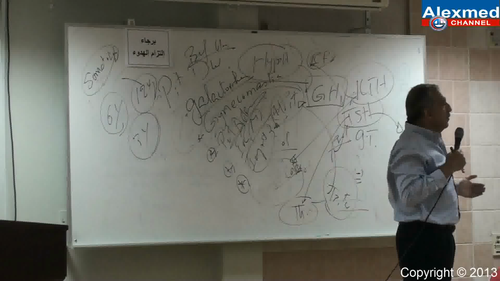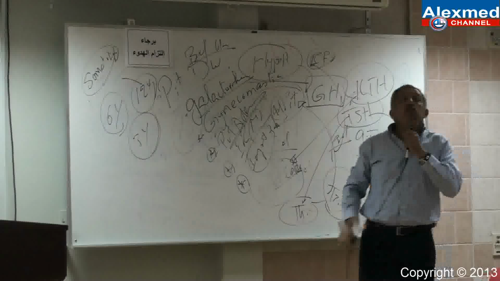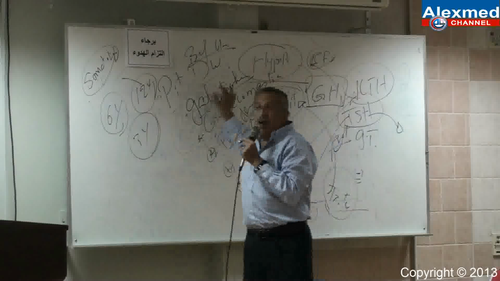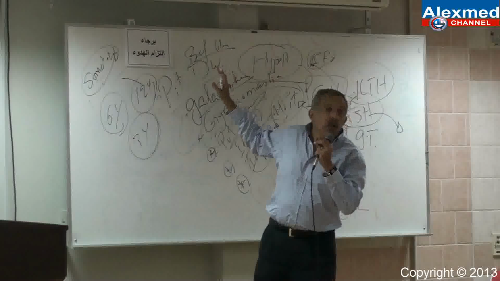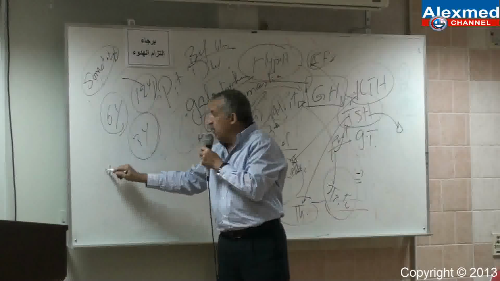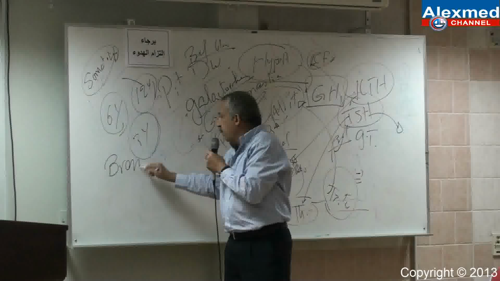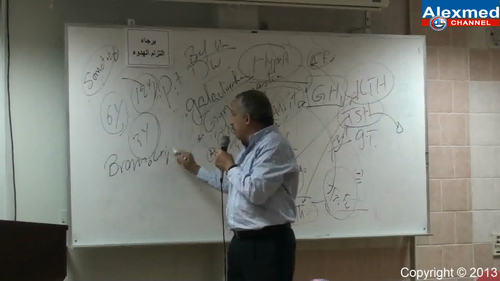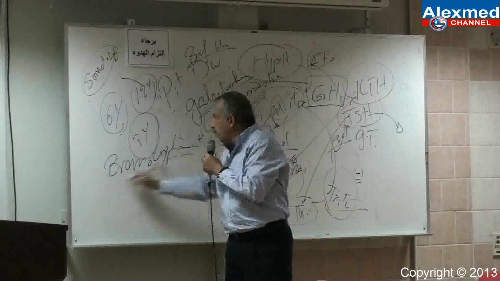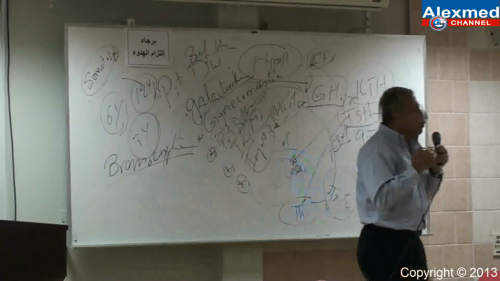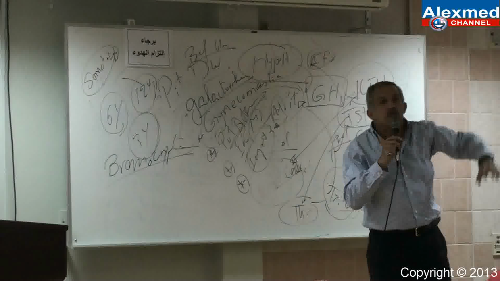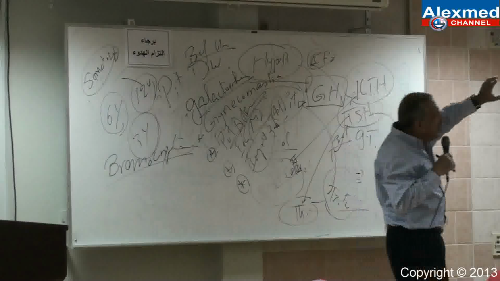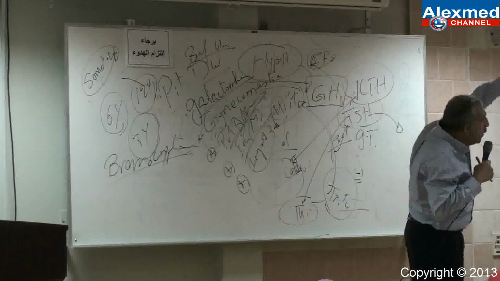prolactin. So, if I'm going to give you a drug to inhibit prolactin, what will be this drug? Bromocriptine. You remember bromocriptine? It is a dopaminergic agonist, stimulating mainly D2 receptors.